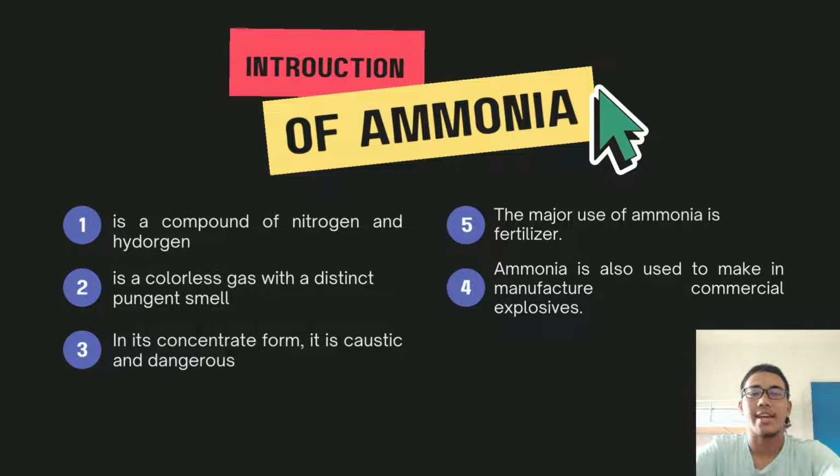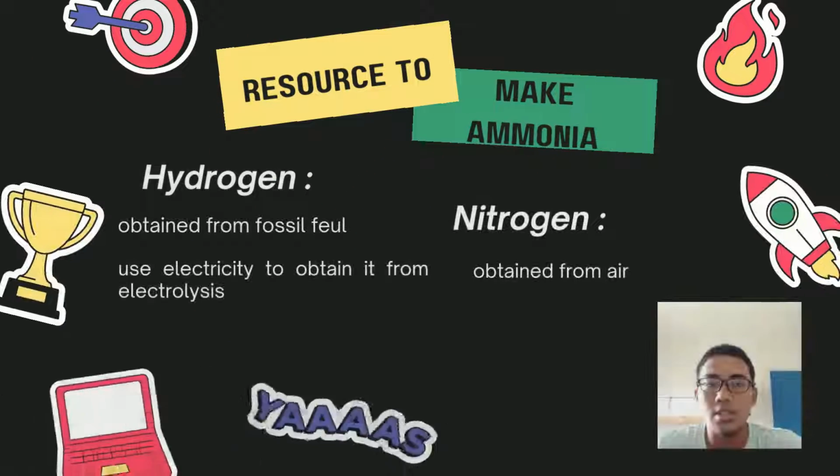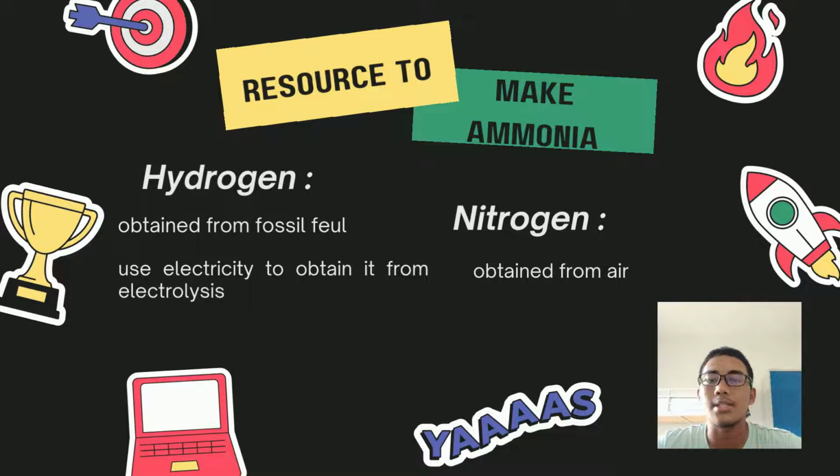Okay, we go to the next slide. Two resources to make hydrogen. First is fossil fuel. Hydrogen is conventionally obtained from fossil fuels such as natural gas or coal. The next method to get hydrogen is to use electricity generated by renewable energy sources like wind, solar, biomass, or anything, to obtain hydrogen from electrolysis.